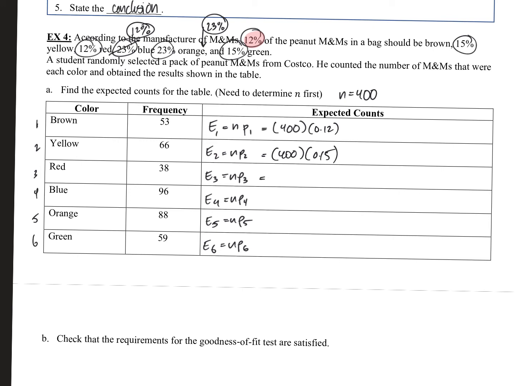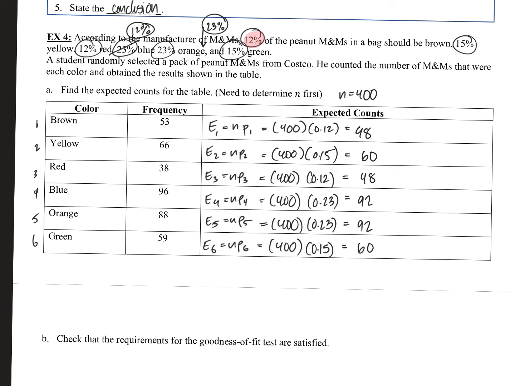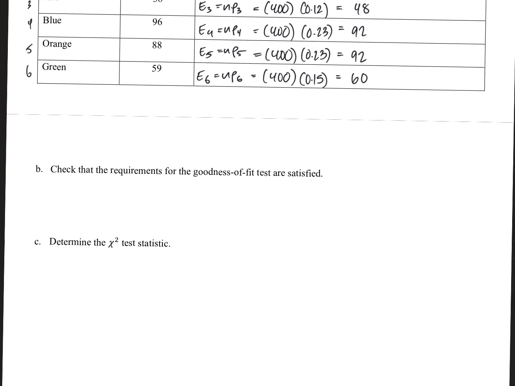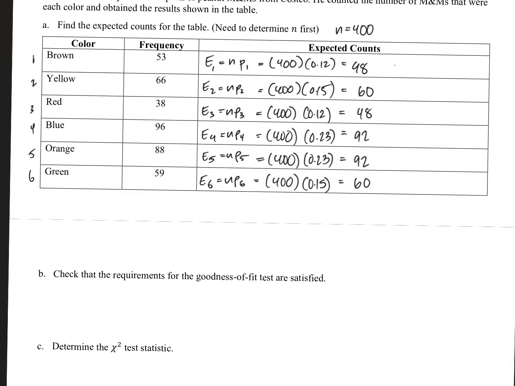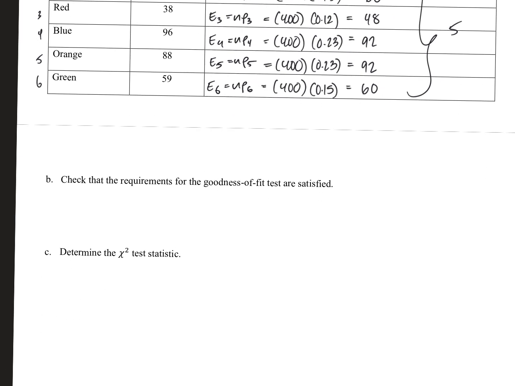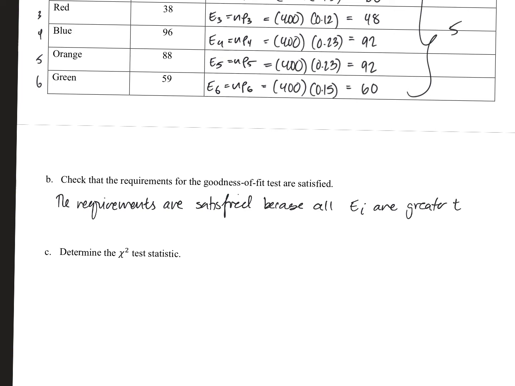And so on. I'll go ahead and pause this, fill in the chart, and check back in with me in a second. Alright, so check your answers with mine. So that was the expected counts. Now we're going to go ahead and check the requirements for the goodness of fit test. And for those, we're just going to check that the expected counts are all greater than 5. If any of them are less than 5, we can only have 20% of them less than 5. Well, they are all greater than 5, so we can just say the requirements are satisfied because all E sub i are greater than 5.